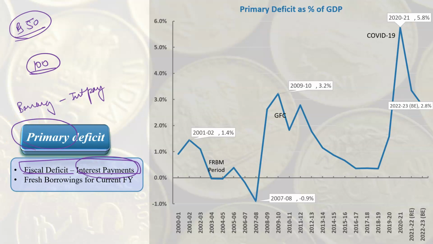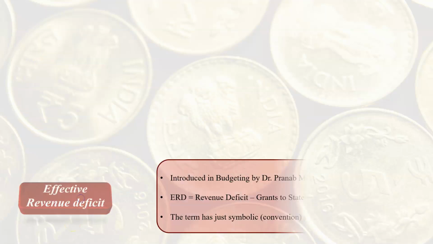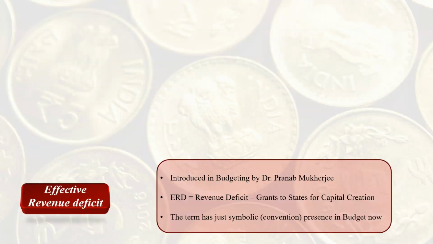And again, it follows a similar path to all the other examples where, because of FRBM, this even went into negative territory. And now we see that because of COVID, it hit the roof at 5.8%. And in the recent budget, Budget 2022-23, it has been announced that the government plans to scale it down to 2.8%. Now, the last definition that we have to consider is effective revenue deficit. Effective revenue deficit was introduced by Dr. Pranab Mukherjee, and it is revenue deficit minus grants to states for capital creation.